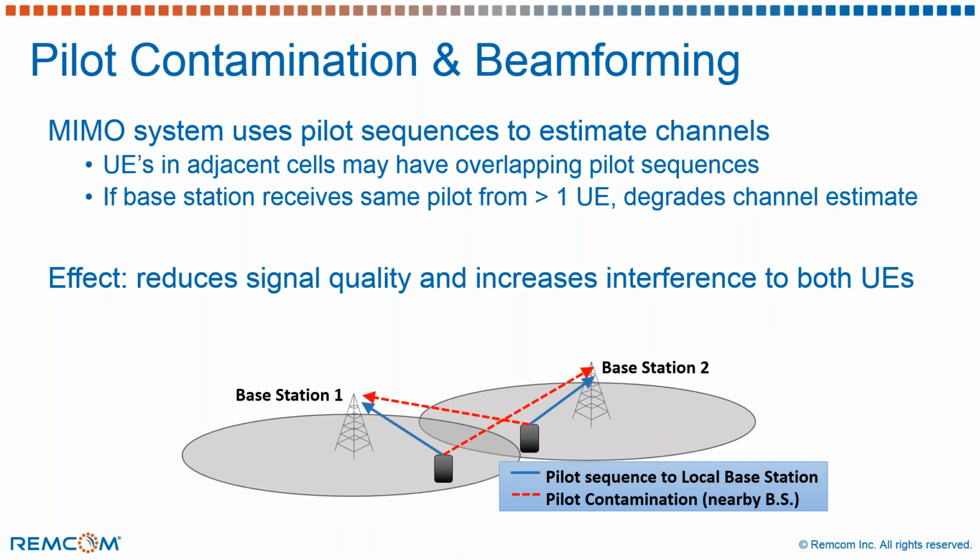And the problem that occurs is that the base station receives the same pilot signal from both devices and thinks that they're essentially the same device. When it then forms its beam back to what it thinks is one device, it's actually diverting some of its energy accidentally to the second device and also degrading some of its calculations, reducing its beam to the intended device.